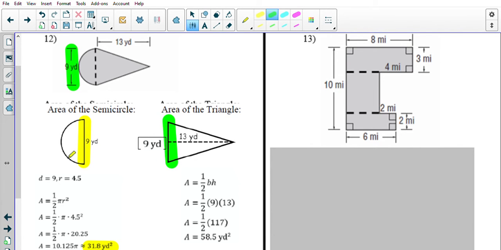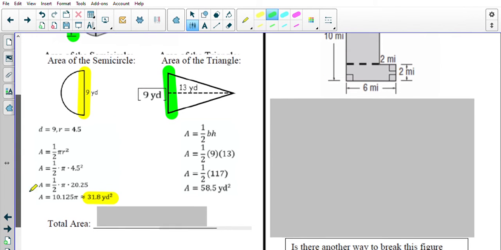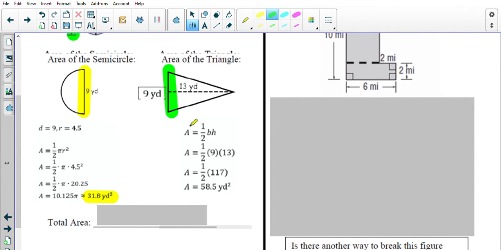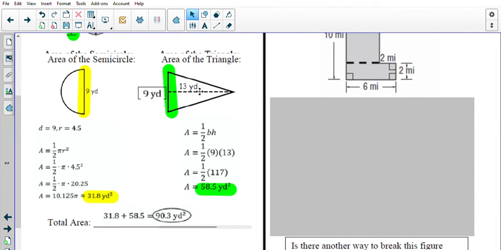So this guy right here is going to represent the base of our triangle. The formula for the area of a triangle is half times base times height. So we'll do half times 9 times 13. That's going to get us 58.5 yards squared. And again, that's for the triangle. When we go to find the total area, we want to add those answers together. So our approximate 31.8 plus our 58.5 is going to get us about 90.3 yards squared. I didn't put approximately equal to, but the 31.8 is rounded, so it's about 90.3 square yards.